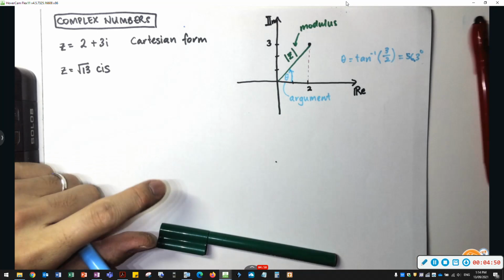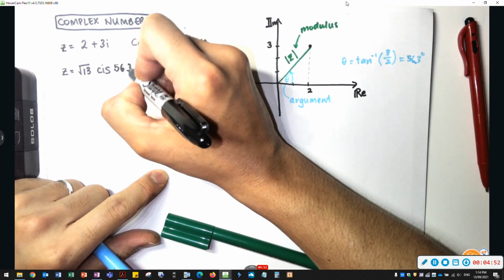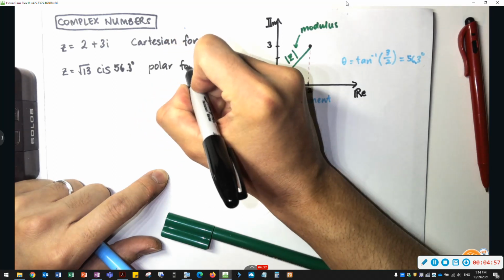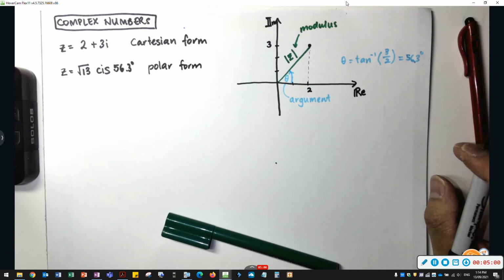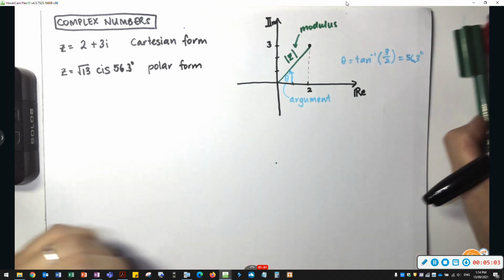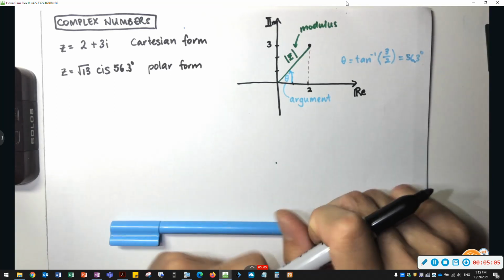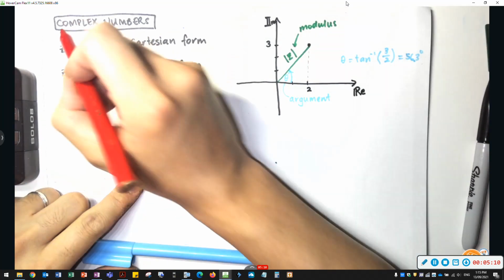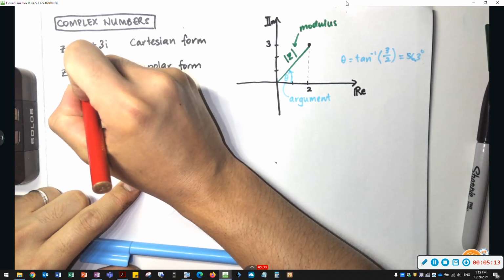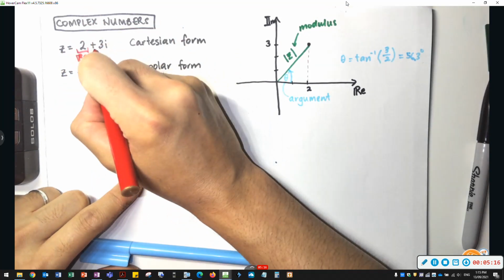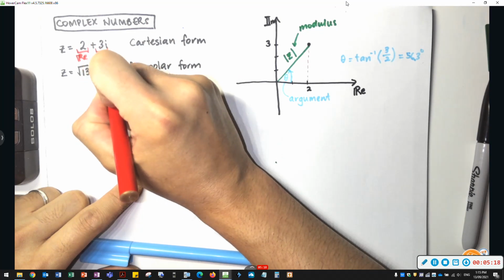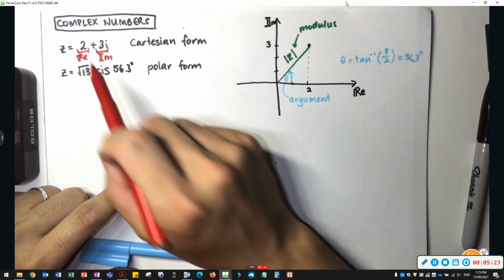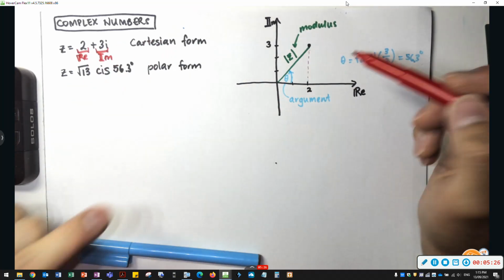So we write 56.3 degrees. This form is called polar form. Simply, a complex number has a real part and an imaginary part. We'll just mark those in again. This is the real part. This is the imaginary part. And you can write it in Cartesian form, as so. You can represent it on a plane.